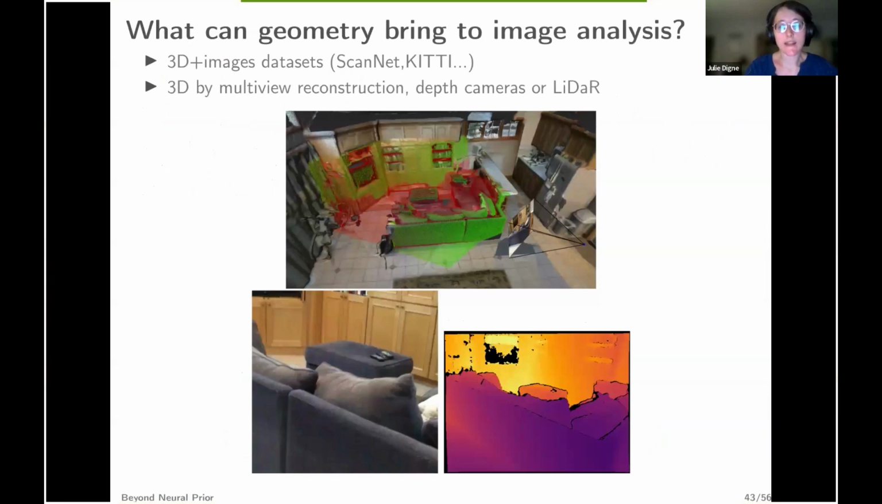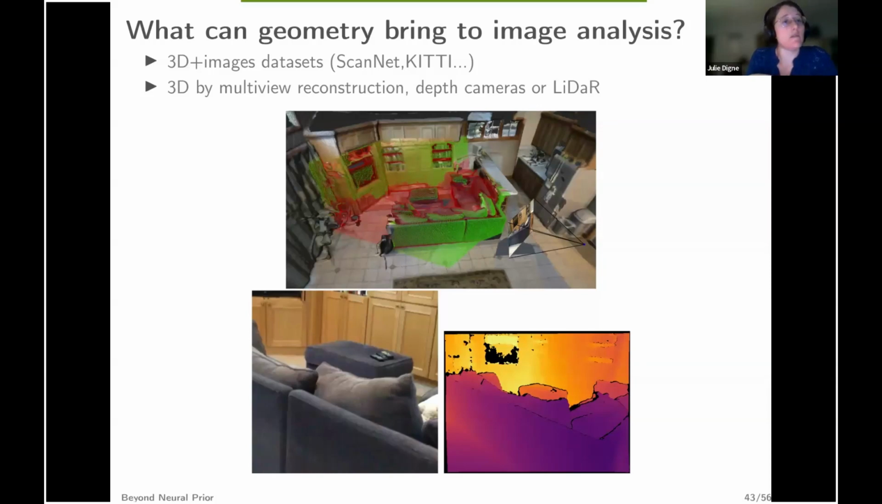So let's take the problem a little differently and try to see what geometry can bring to image analysis. The problem we want to look at is that we have a lot of data sets where there are 3D plus images. For example, ScanNet, KITTI, but that's only to name two of them. There are many more data sets than that.